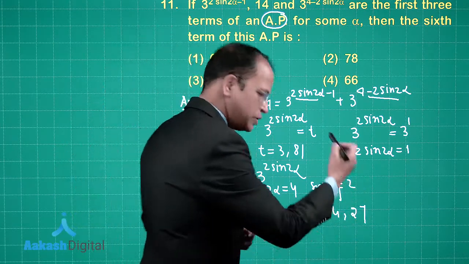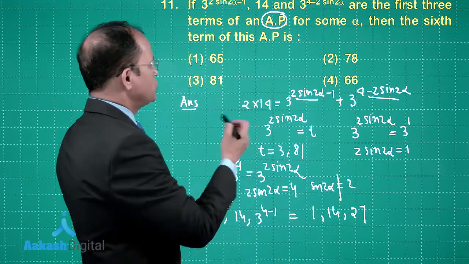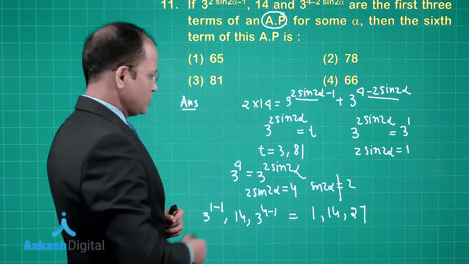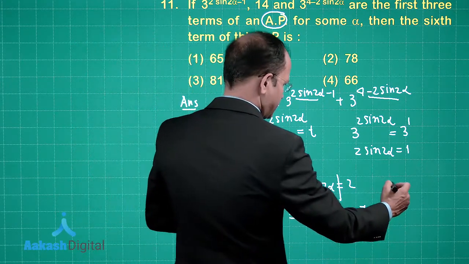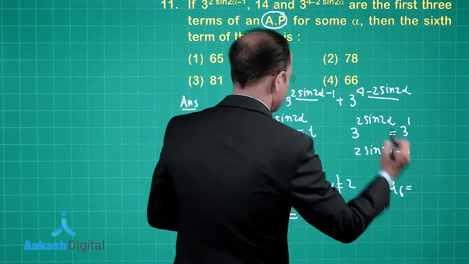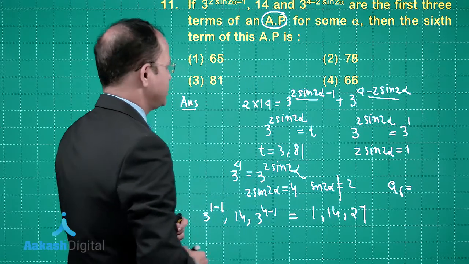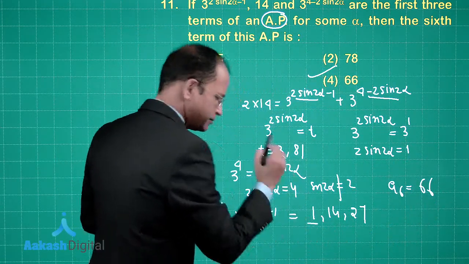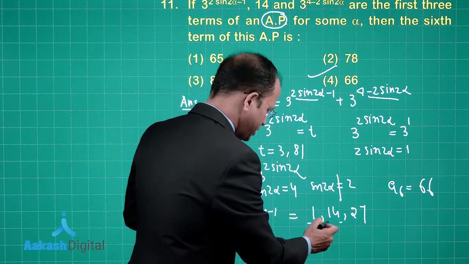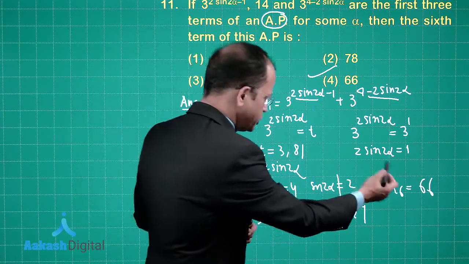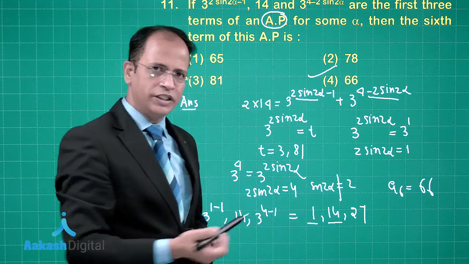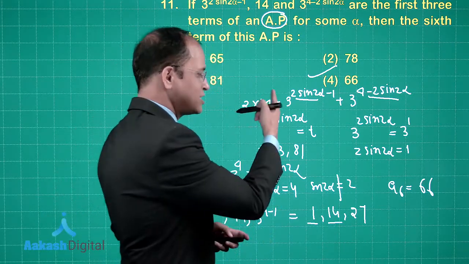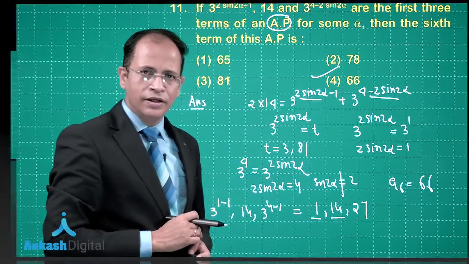So this is an AP we have, right? Once we have the AP here, we can find the 6th term, that means A6 we can find out. So what is A6? A6 is coming out to be 66 because the first term is 1 and the common difference is 13. We can just substitute the value into a plus n minus 1 into d and we get the answer. So 66 is the correct answer we have.